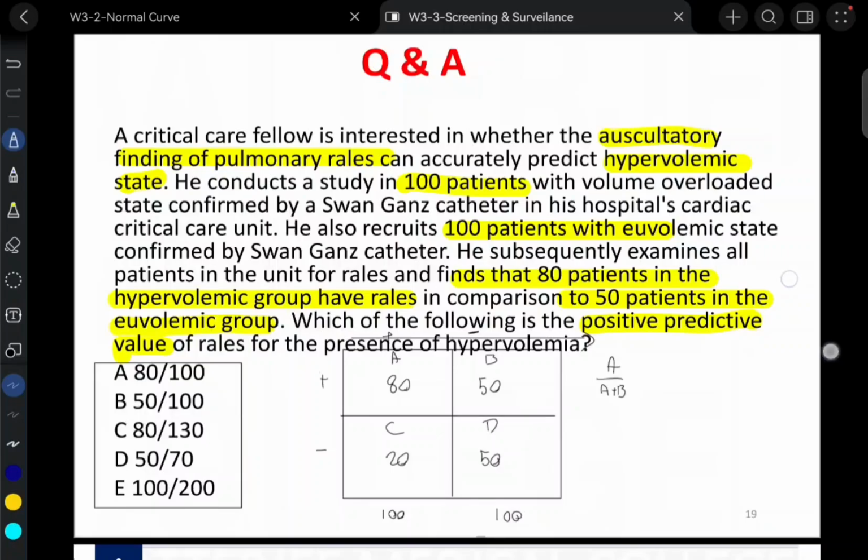So A, which is 80, over A plus B, which is 80 plus 50, which is 130. 80 over 130. So the answer here is C.